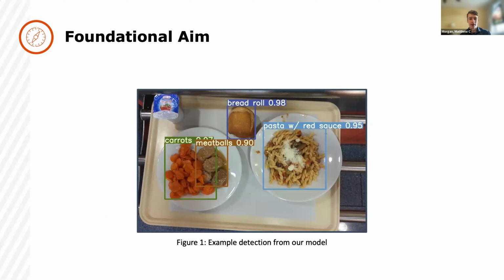Our foundational aim is to take this huge problem of reducing malnutrition and food waste and break it down into small steps, and first just detect foods on a plate. And this is illustrated in the image in the middle. Each box identifies a food, and the number next to the name of the food represents the confidence of the model in its prediction. So this is how an AI model might detect foods. If it says this is pasta with red sauce, 0.95, that means it's 95% sure that that is pasta with red sauce. And the exciting thing is we're using this in a partnership with St. Charles Hospital in Bend, Oregon, to conduct a trial study at the end of the year.